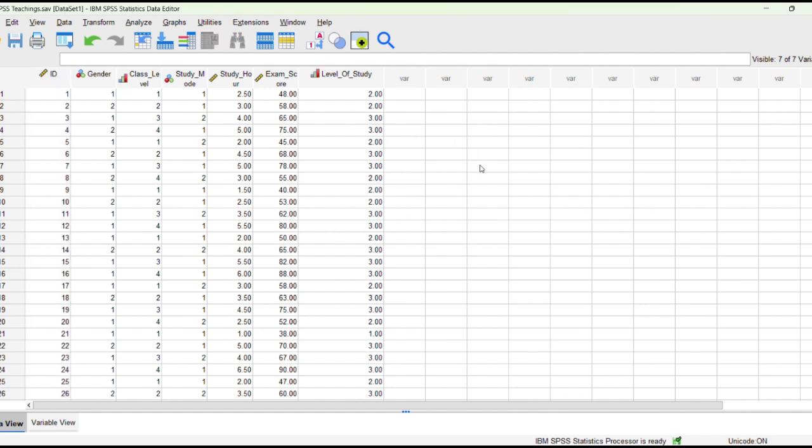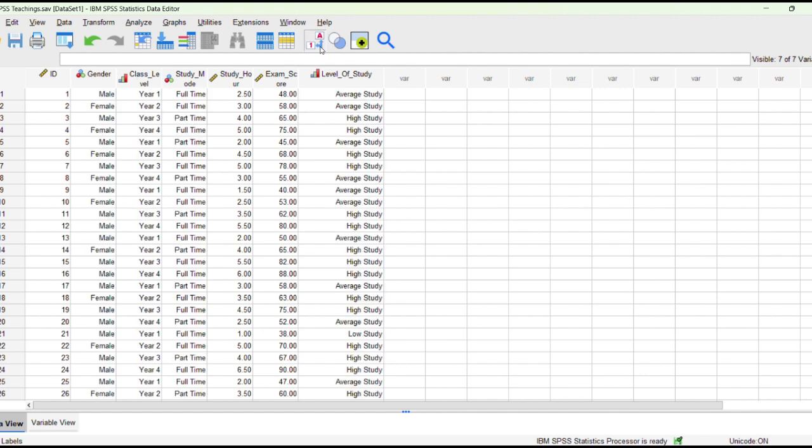So now on the SPSS dashboard here, we have gender, which is categorical, which is nominal. We have class level, which is ordinal, because the person that is in year 2 is higher than the person that is in year 1. The person that is in year 3 is higher than the person that is in year 2, and so on. So we have class level here, year 1 to 4. We have level of study, which is low, average, and high. And then we can run Spearman correlation between class level and level of study.